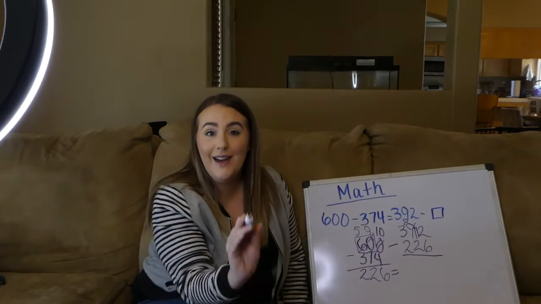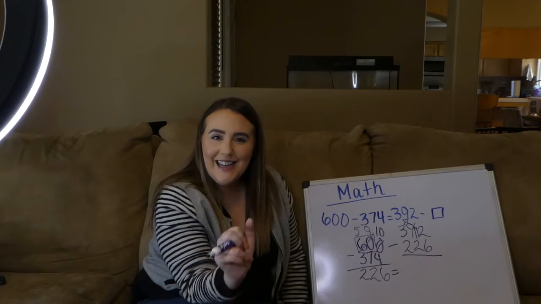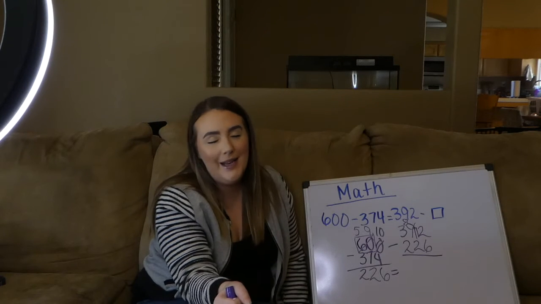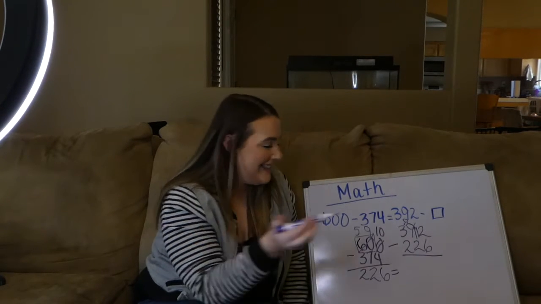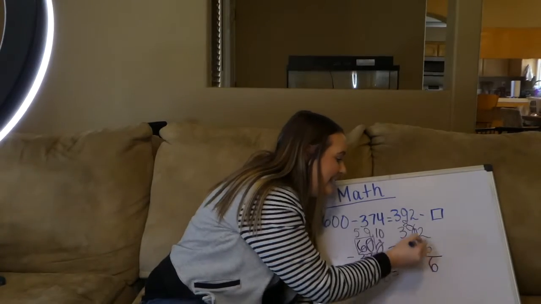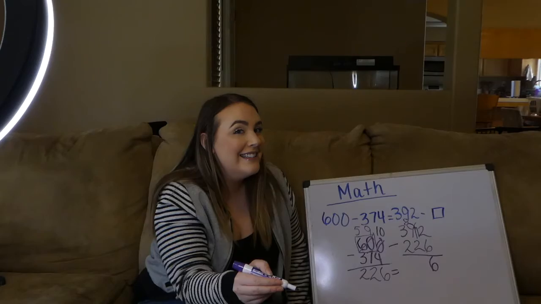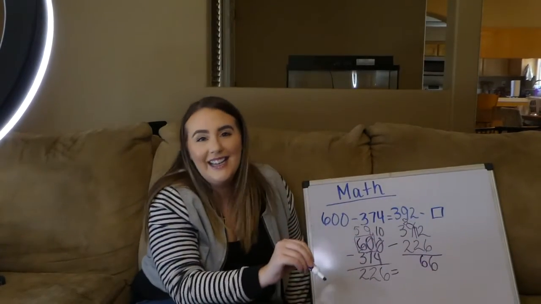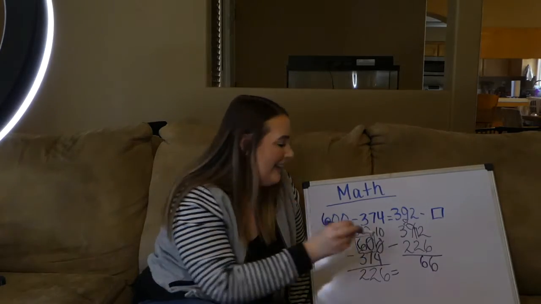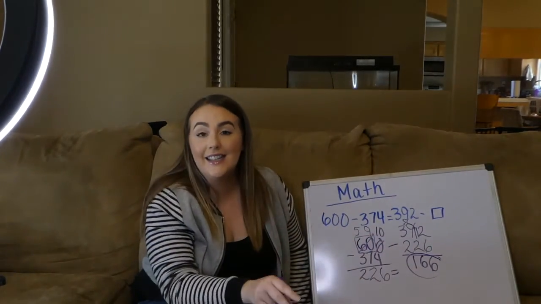So what is 12 minus 6? Take a moment. 12 minus 6 is 6. 8 minus 2 is 6 again. And 3 minus 2 is 1. So our answer is 166. But we're not done.